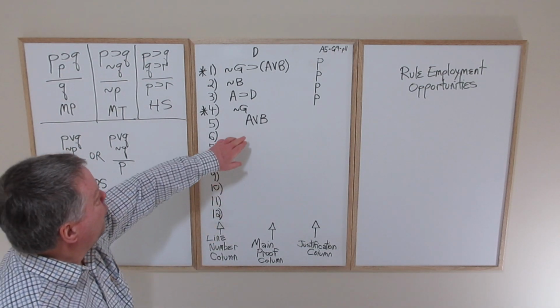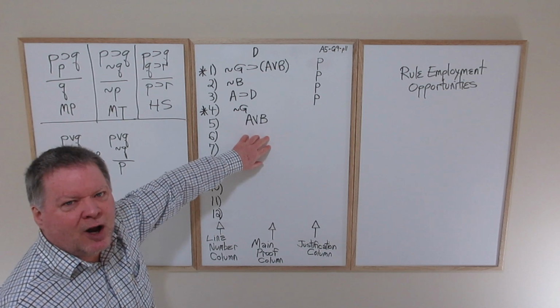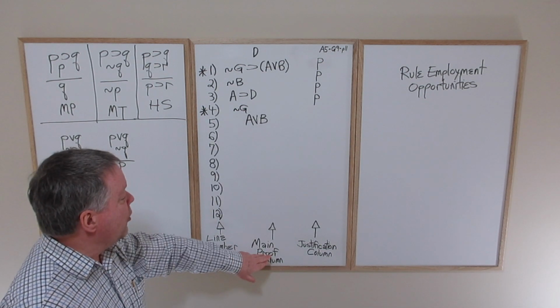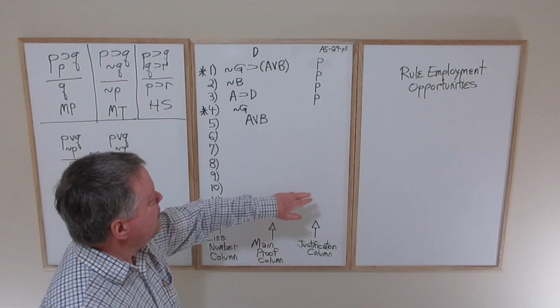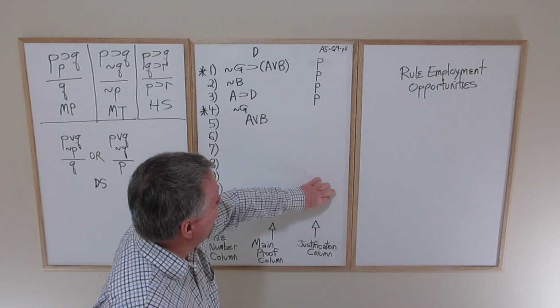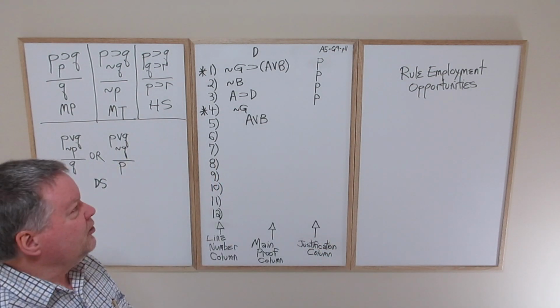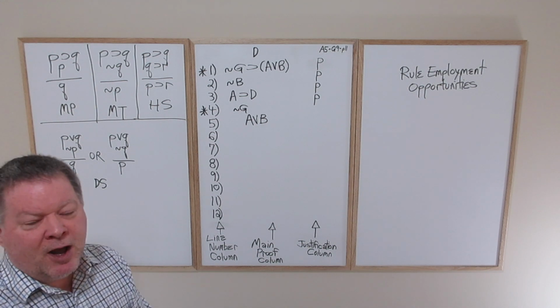Now, where all of the symbolic stuff goes, it's what's called the main proof column. Finally, at the rightmost part of the proof itself is what's called the justification column.